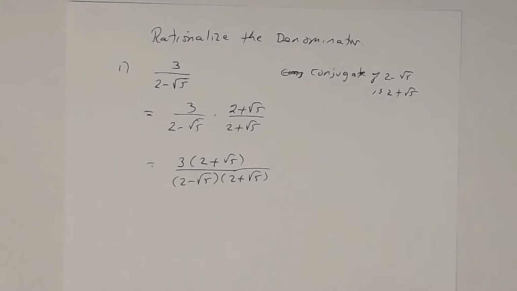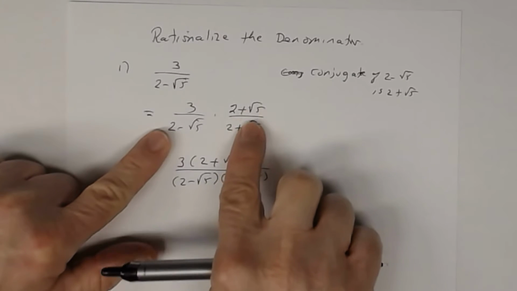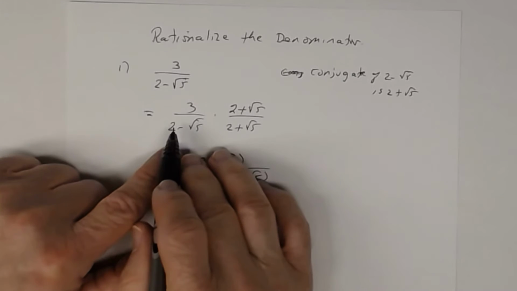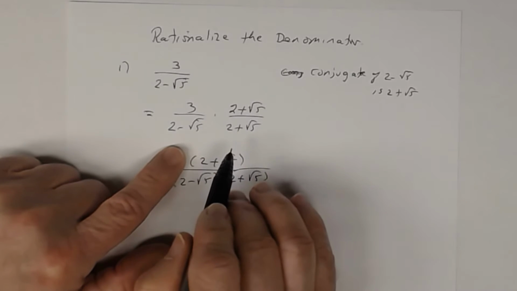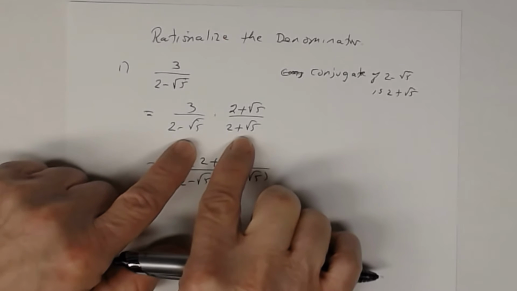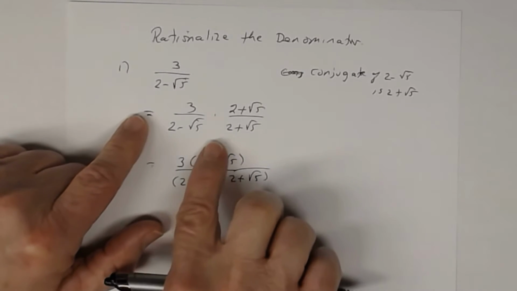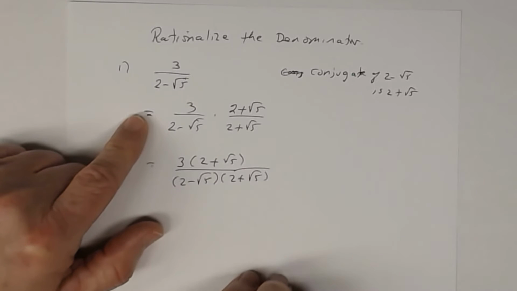All right, so that's the first thing you have to do. So first thing, you're going to multiply both numerator and denominator by the conjugate. Notice that middle sign changes. Okay, that's the only way that you would end up not having that square root in the denominator anymore, is to multiply both numerator and denominator by the conjugate.